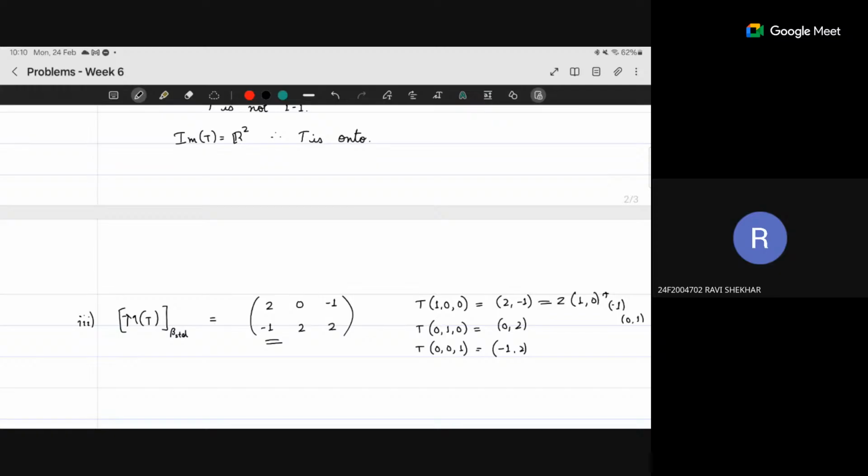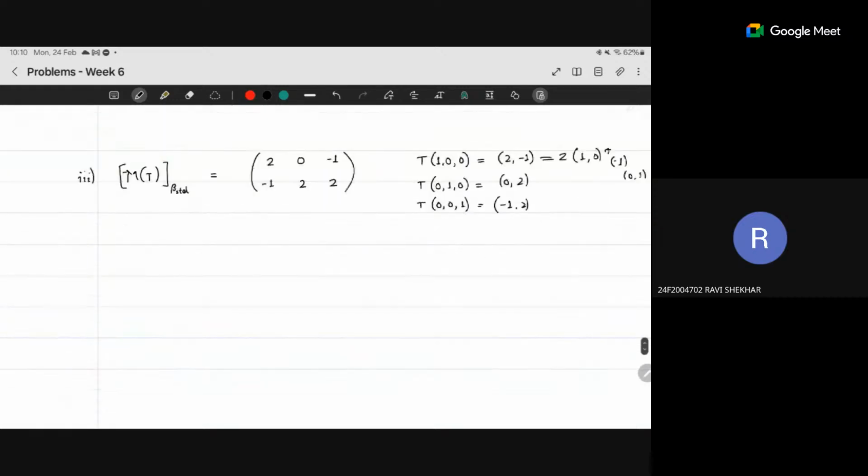So what are the coordinates of x, y? It is x times 1, 0 plus y times 0, 1. So it's just x, y itself in the standard basis. So this is the matrix of the transformation in the standard basis.